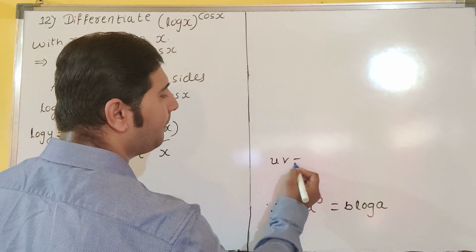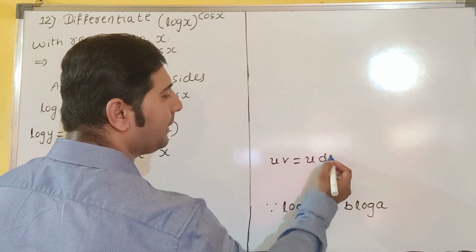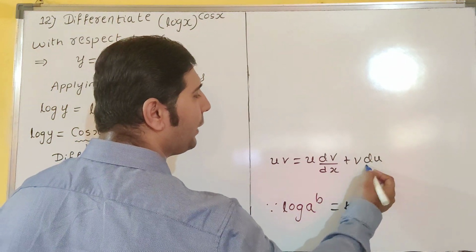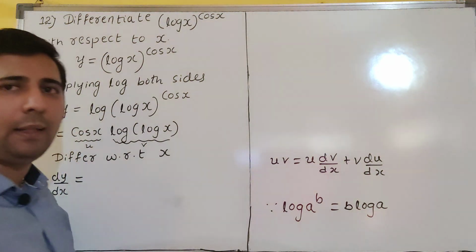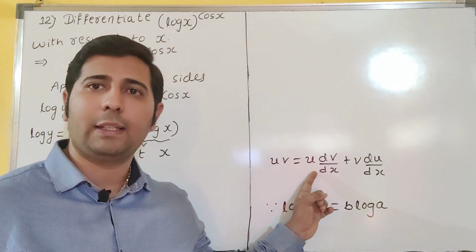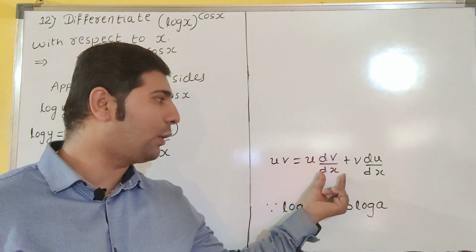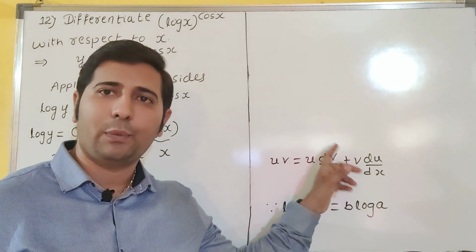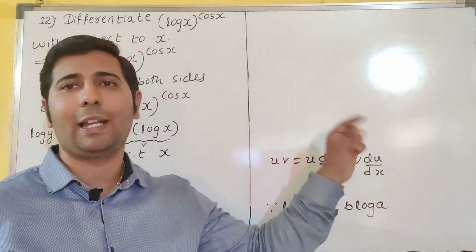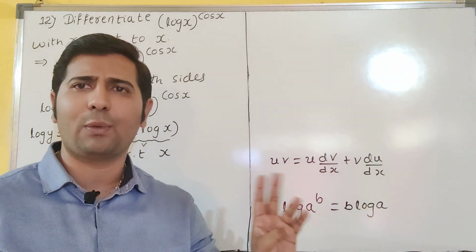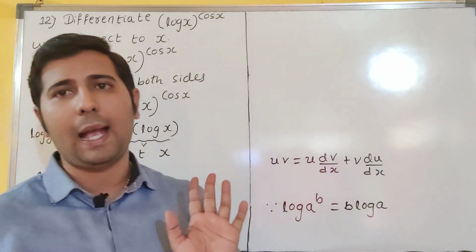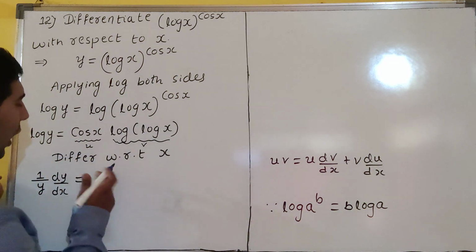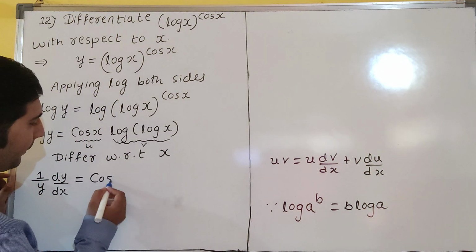U into v formula, you know? U is written as is, derivative of v you have to take. V is written as is, derivative of u you have to take. Clear? In the u into v formula, you write u as is and take the derivative of v. Next, you write plus v as is and take the derivative of u. Both derivatives you have to take, but one you have to keep as is only. This is a rule.